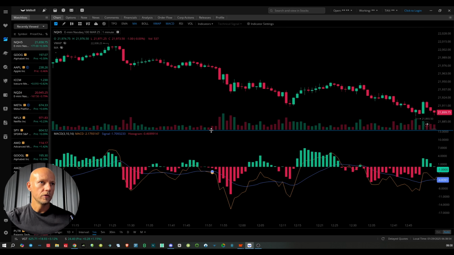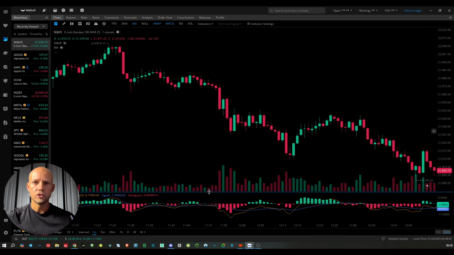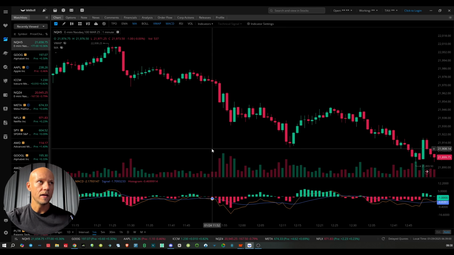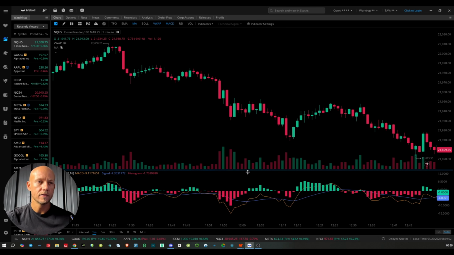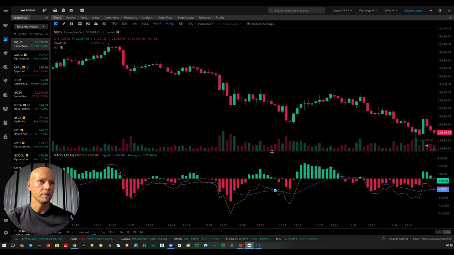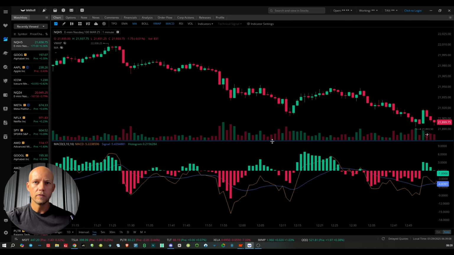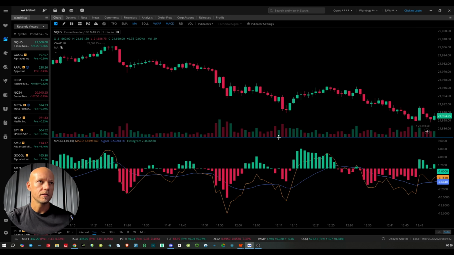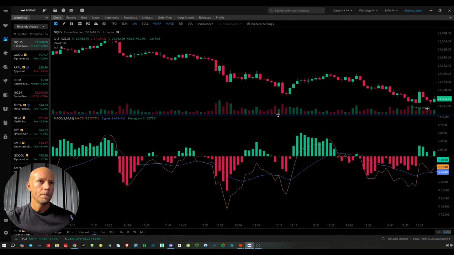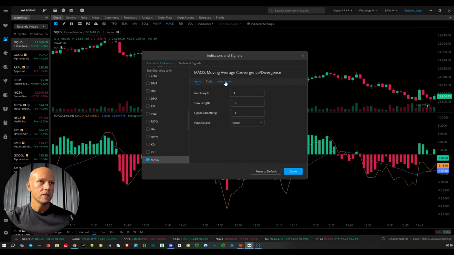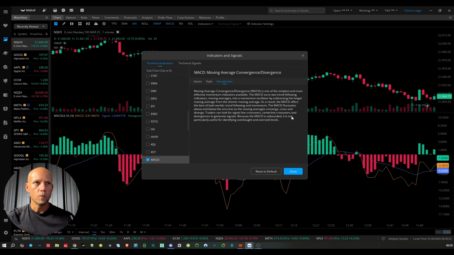So first of all, I've opened a normal candlestick chart. This is the NASDAQ, E-mini NASDAQ March contract, and I'm currently using Webull charting. So you can use TradingView or NinjaTrader or Quantower, doesn't matter. Going to the MACD, I've put on the MACD, and I'm going to quickly explain to you guys what the MACD is all about.